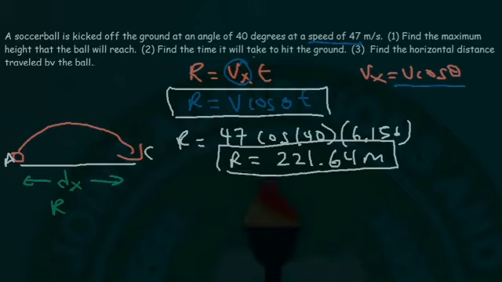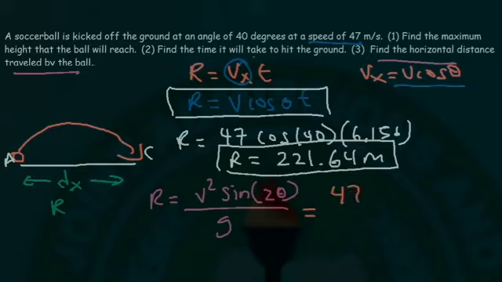But that's if you know the time. What if you don't know the time? Let's say we didn't need to do parts 1 and 2. Let's say the question only wants the horizontal distance traveled by the ball. You don't want to have to go through some long process of finding the time. It turns out there's an equation that gives you the range without the time. And here it is. Range is equal to v squared sine 2 theta divided by g.